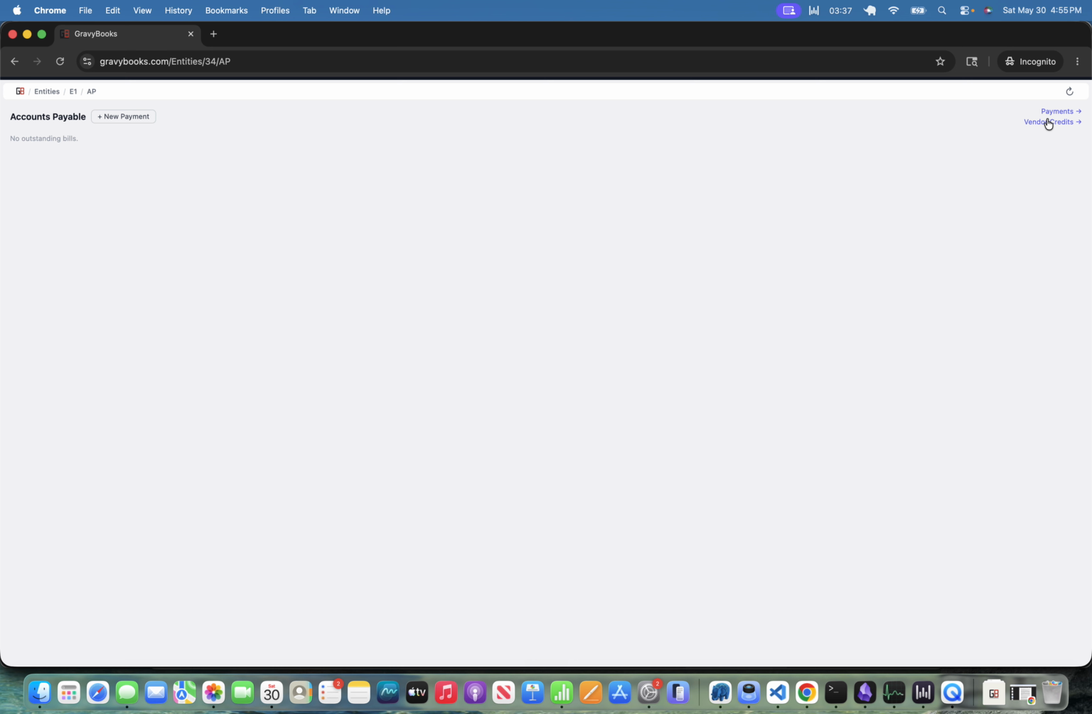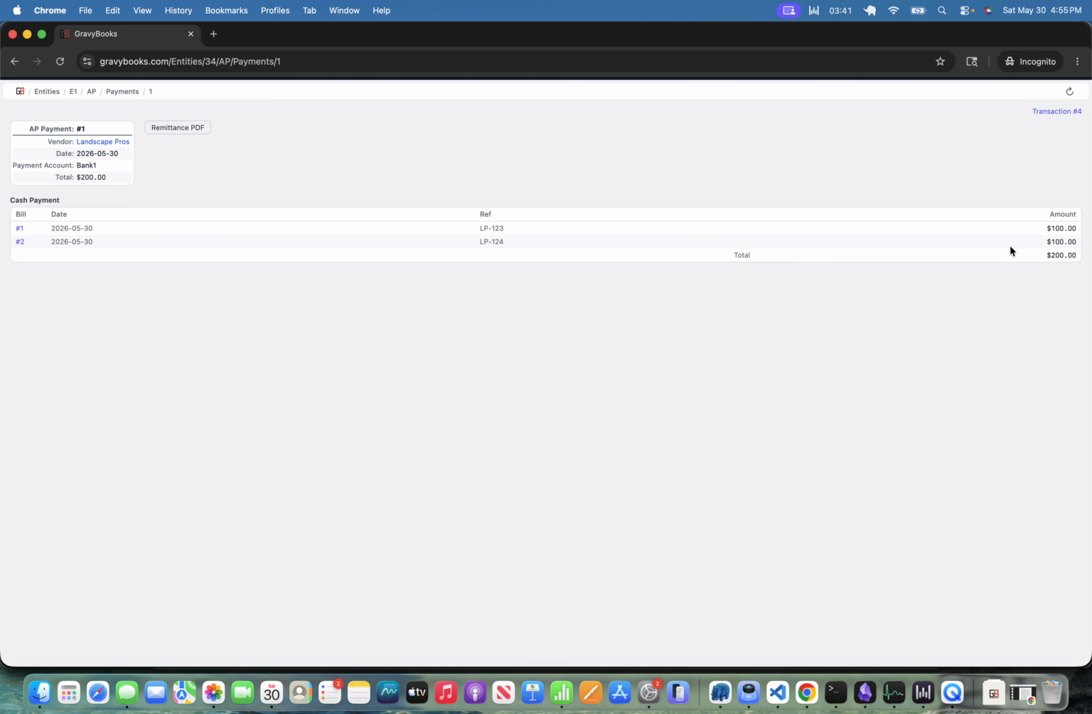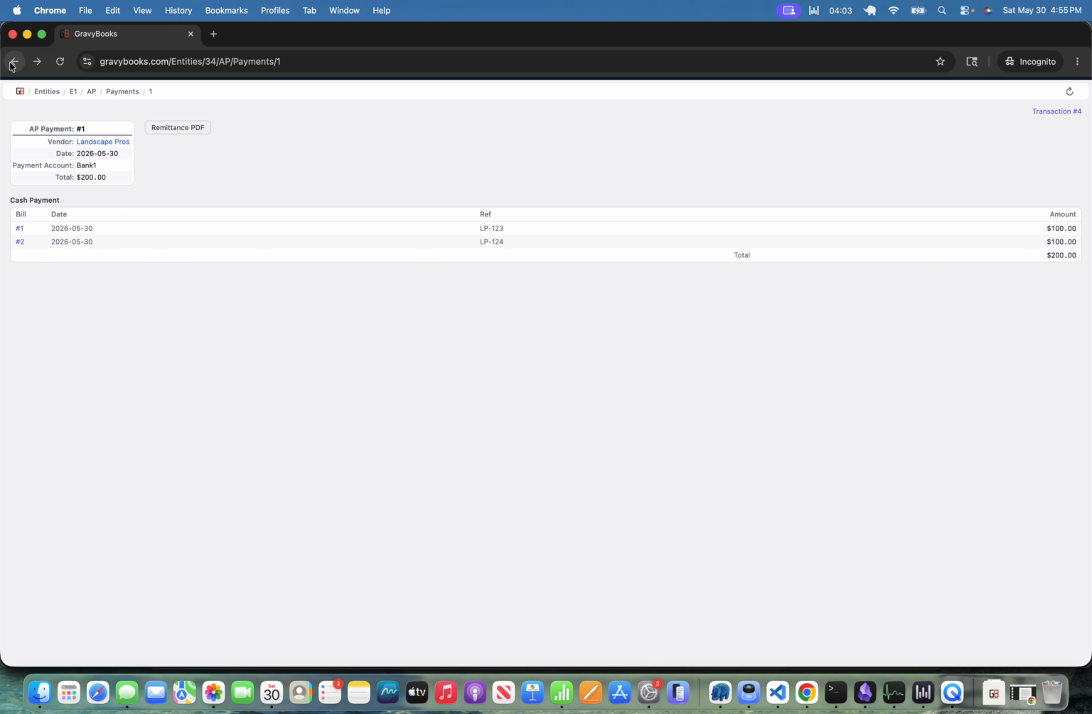So when we post that payment and go look at our latest payment created, we can see what invoices we paid, and then the transaction there will show you that the $200 is eventually what hits your bank account, and we reduce our AP liability on those specific invoices.